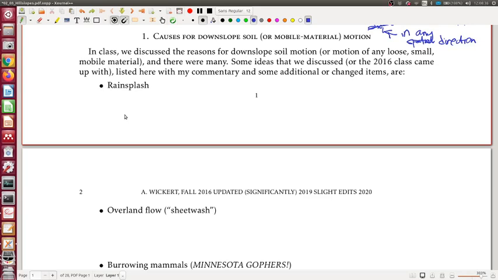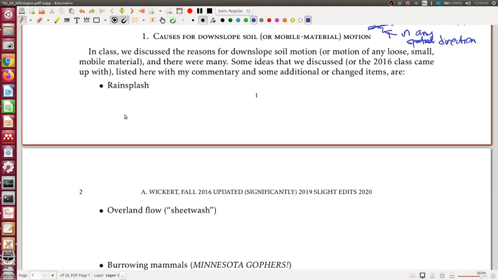In class, or in the video lecture you would have just watched in the last section, I talked about some reasons for downslope soil motion. So this is motion of anything that's loose, small, mobile, so things like small soil particles, small sand grains, and soil. Here again, geomorphologists have been sloppy for a long time. We should really talk about mobile material, but soil is shorthand for whatever is loose and broken up.